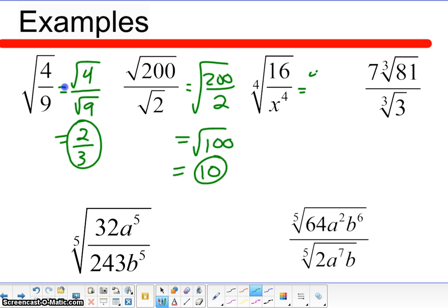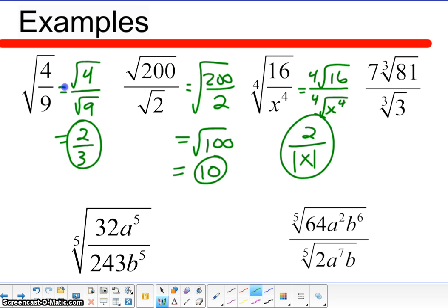On the next one, the 4th root of 16, you may have to get your calculators out, so go ahead and push pause. For this one, splitting it up would be best because I know the 4th root of 16 is 2, and the 4th root of x to the 4th is x. It starts with an even index, so we've got to make sure we guarantee that that's going to be positive. So that's going to have an absolute value sign on it.